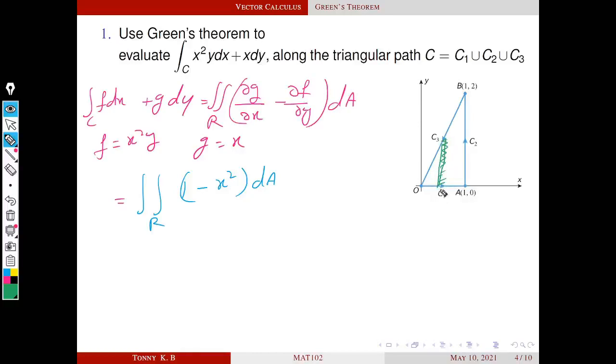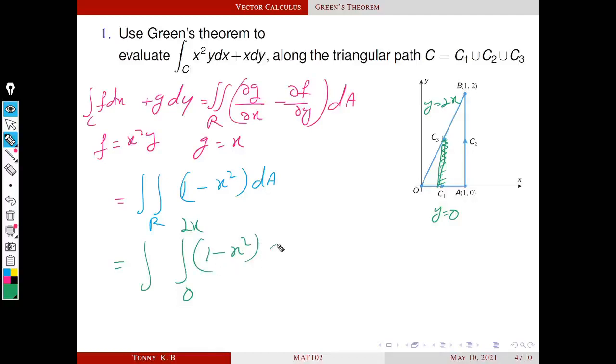So what is the range of y? Here the y value is always 0, and what is the y value at this point? To find the y value, first of all we have to find the equation of the straight line. The equation of the straight line passing through (0,0) and (1,2) is very simple: y is equal to 2x. So the y value is always starting from 0 ending at 2x. So we can set this limit like this, 0 to 2x, of (1 minus x squared).